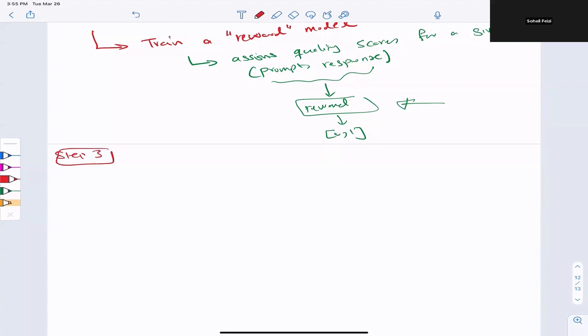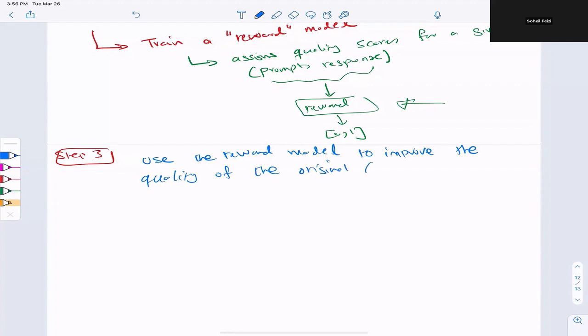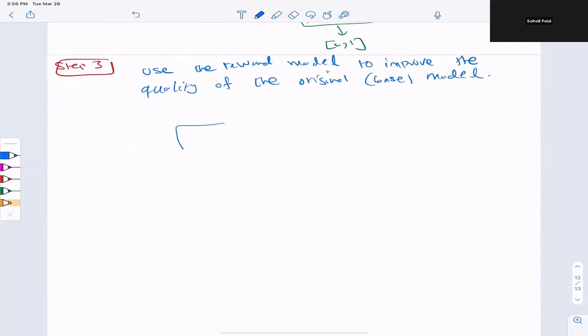Again, step 1 was having humans provide inputs and outputs to fine-tune your model, supervised fine-tuning. In step 2, we just train the reward model. That's it, right? So there is no connection between step 1 and 2. Now in step 3, we put things together. We use the reward model to improve the quality of the original model, or you can call it the base model.